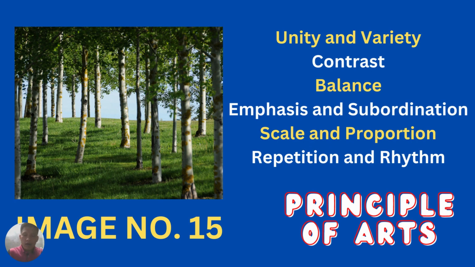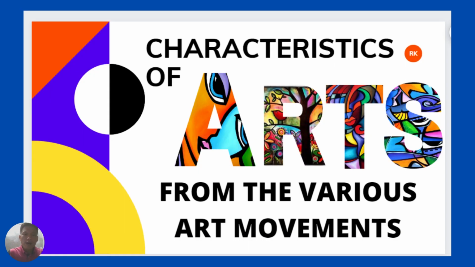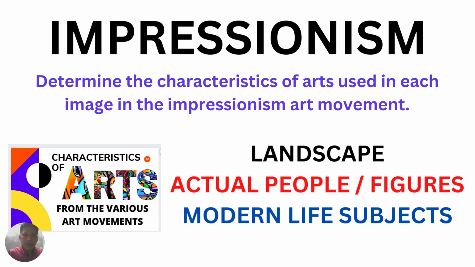Let's move on now on the different characteristics of arts from the various art movements. So as you remember, we categorize those different art movements into Impressionism, Expressionism, Abstractionism, optical art, pop art, performance art, and installation art. Let's start with the Impressionism. You need to determine the characteristics of arts used in each image in the Impressionism art movement, whether it's landscape, actual people or figures, or under the modern life subjects.